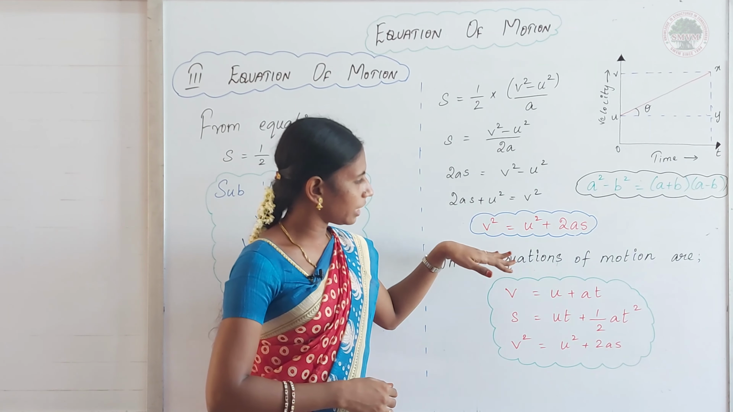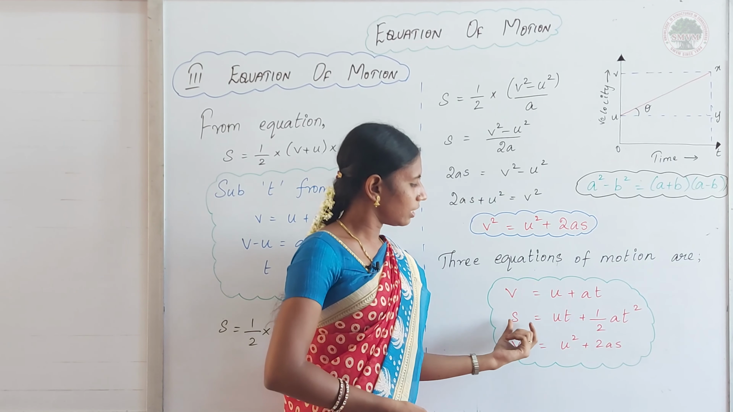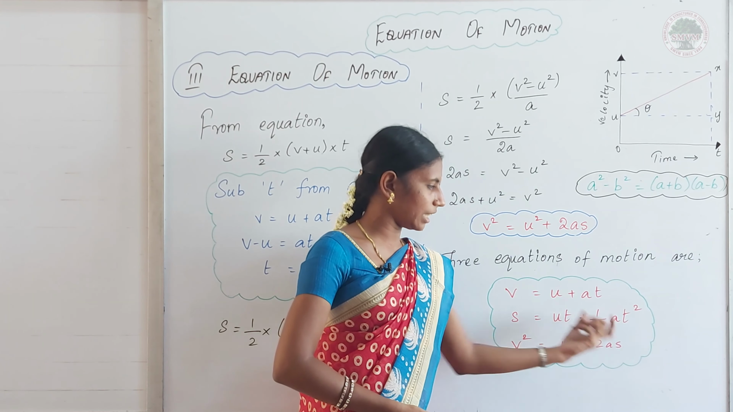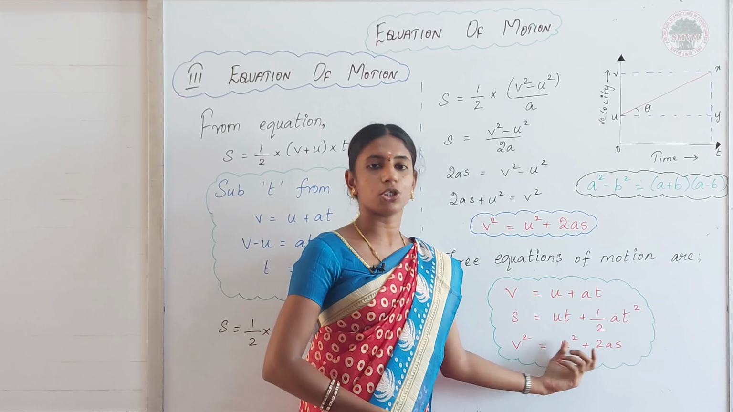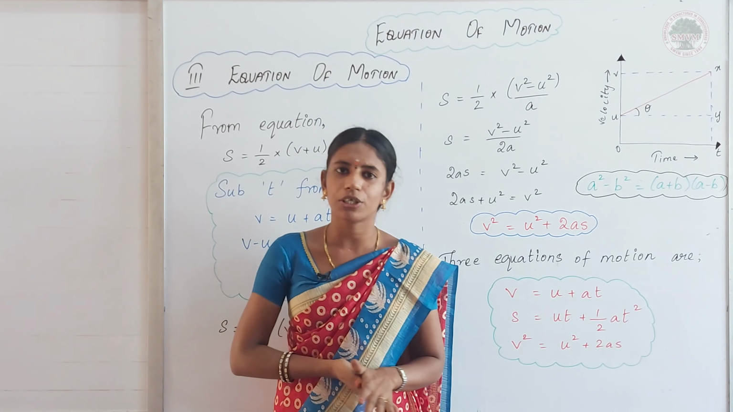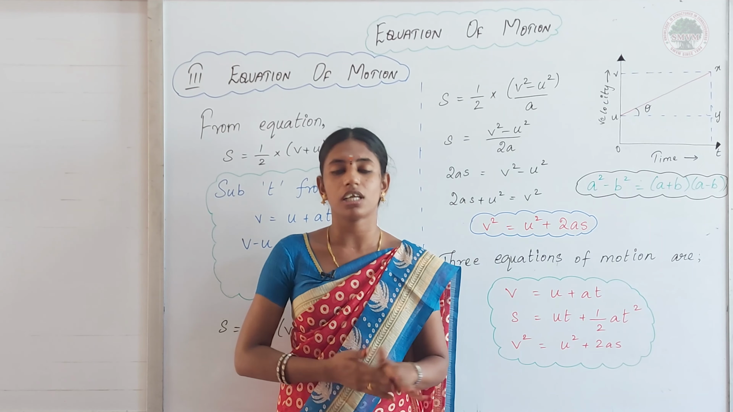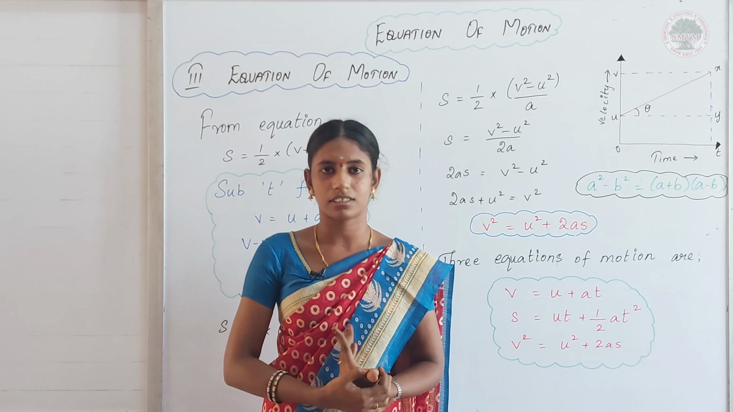So our three equations of motion are V is equal to U plus AT, S is equal to UT plus half AT square, and V square is equal to U square plus 2AS. So today in this video, we have discussed the equations of motion and we have derived all of them, right?